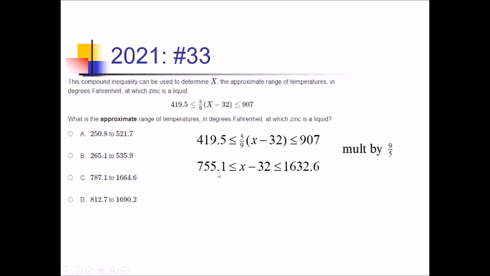So 755.1 plus 32, that's going to be 787.1. Adding 32 inside here gets x by itself. That's the whole point of it. Over here, 1632.6 plus 32, that's going to be 1,664.6. And now hopefully that's one of our answer choices. It is choice C.